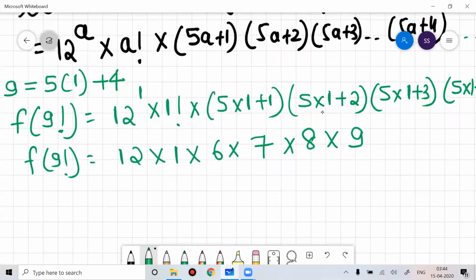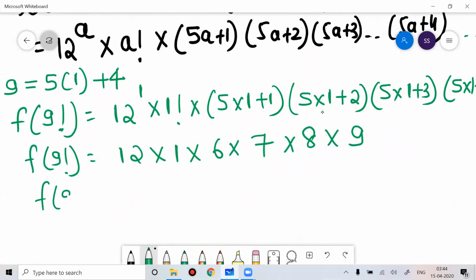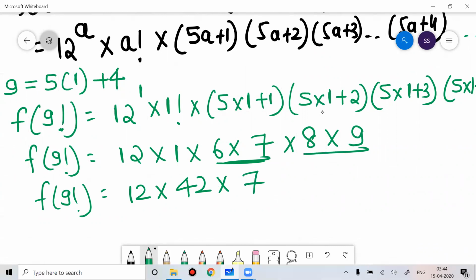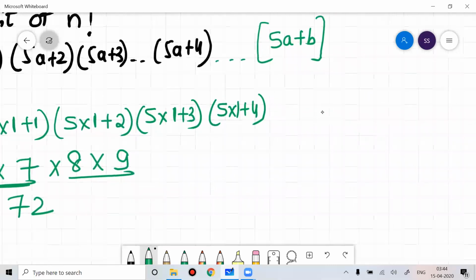So this is 9. Now the function for that is 12 into, for the last two digits, just find the last two digits. 7 6 is 42 and 9 8 is 72. So you need to find this value, 12 into 42 into 72.